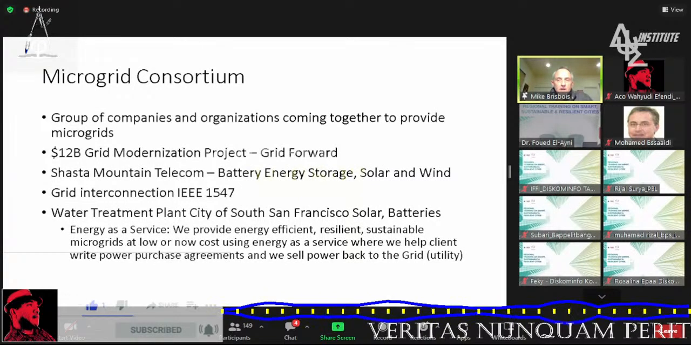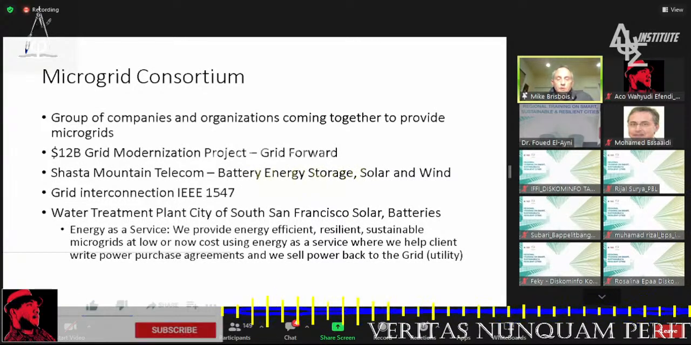One of the things that I also have is the Microgrid Consortium. That's part of Smart Cities, basically, where we have a group of folks, companies, and organizations come together to actually execute one of these microgrids or sustainable DERs, distributed energy resources, such as a solar grid, a wind turbine, or hydrogen fuel cells.